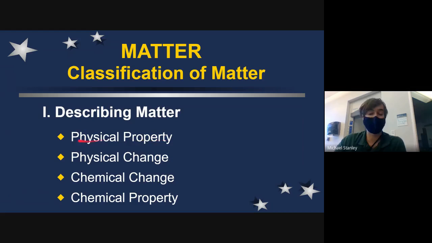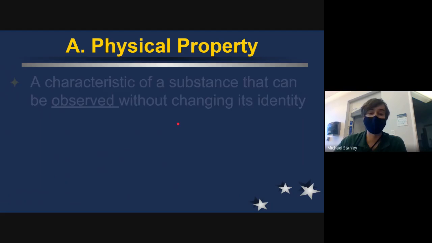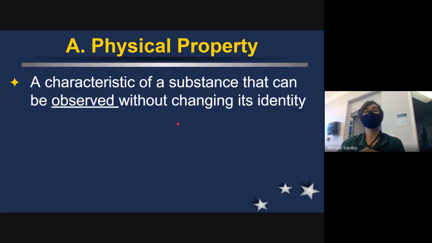So we're going to start off with our physical properties of matter. The physical properties are probably some of the easiest things that we're going to talk about today. A physical property is a characteristic of a substance or of a piece of matter that you can observe without changing its identity, meaning that when you are observing it, when you're measuring it, you're not changing it into something different. So the key word here is observed.